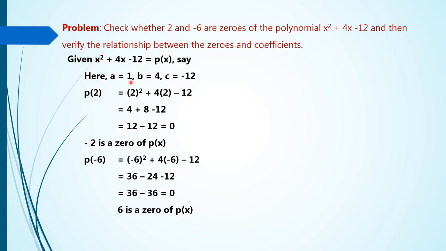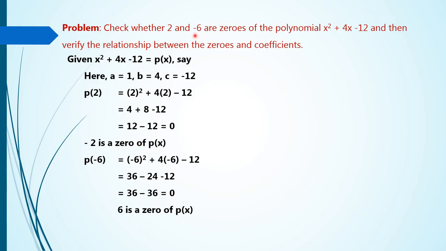Therefore 2 square plus 4x, that is 4 into 2, minus 12. And 2 square is 4, plus 8, minus 12. Add all plus quantities, this 4 plus 8 is 12. Add all minus quantities, here only one minus quantity is there, that's why minus 12. So we get 0. Since we got p of 2 is equal to 0, therefore 2 is a zero of p of x.